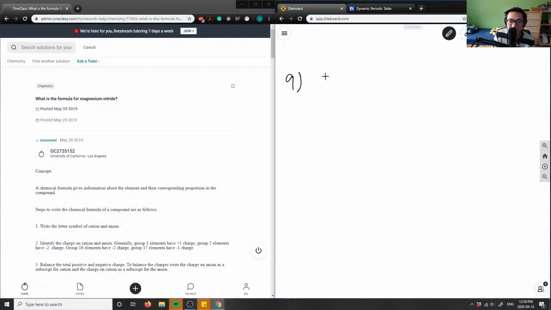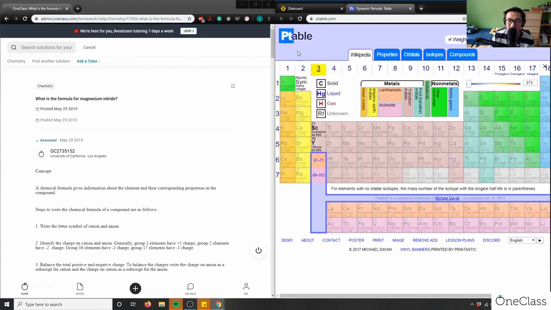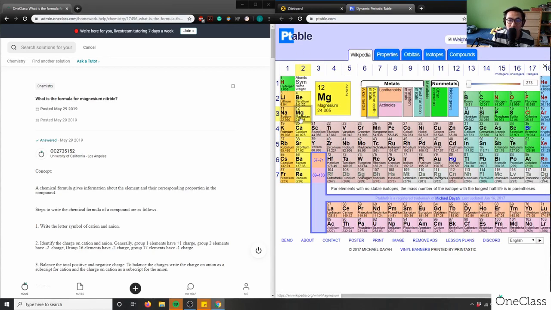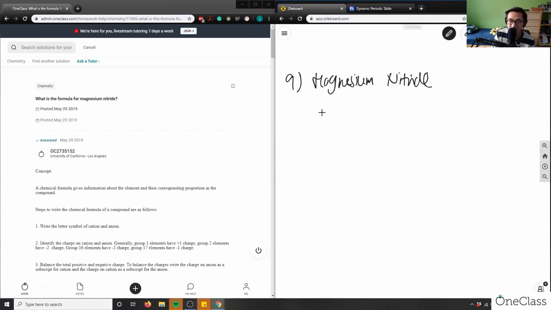What is the formula for magnesium nitride? So all we have to do is look at our periodic table and figure out where magnesium is. Magnesium is a metal, which means it exists on the left side here. I see Mg, so that's my magnesium.